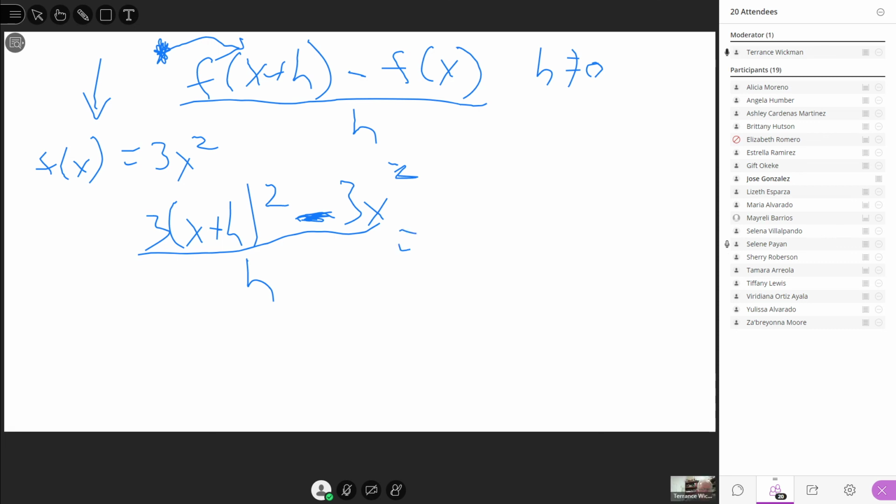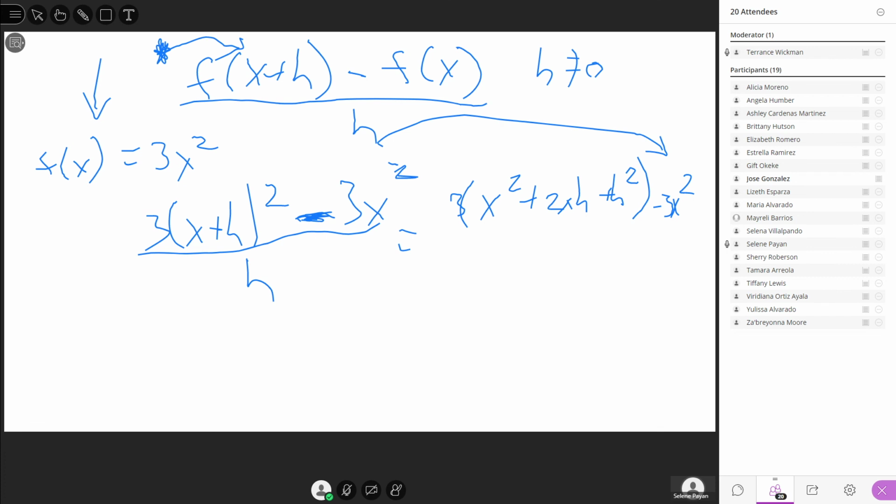So we just can multiply it out. X plus h squared, and then 3 times it. So we'll simply take 3 times x squared plus 2xh plus h squared, minus 3x squared. The 3x squared comes from here. And it's all over h.